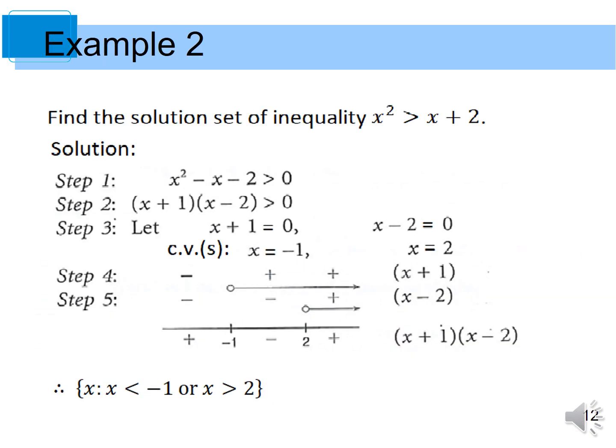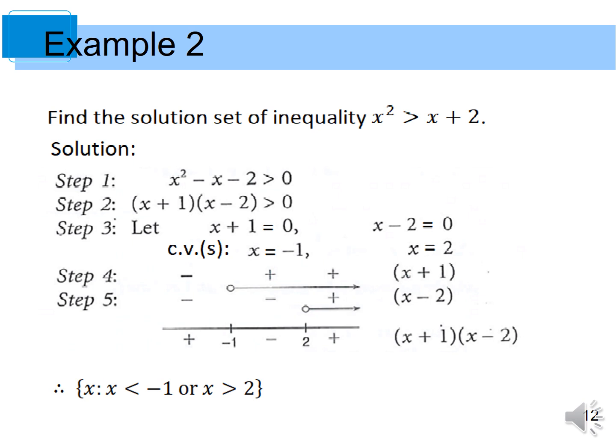The example: find the solution set of the inequality x squared greater than x plus 2. Step 1: rearrange the inequality. You move the x plus 2 to the left side, so we have a quadratic inequality, and you factorize. Make sure the leading coefficient is a positive value.